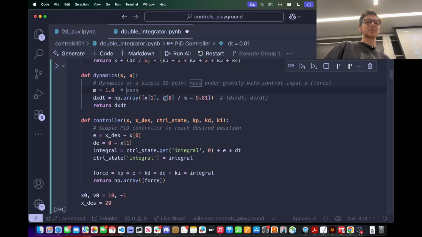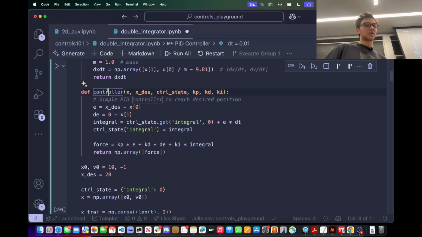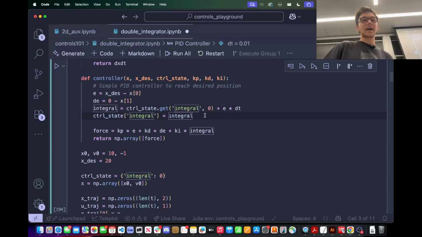And yeah, we just have simple dynamics here. So I have a controller here, which is a PID controller, and my error is the desired minus actual position. The error dot is, I just want this thing to come to rest at the desired position, so it's 0 minus the actual velocity of the point. And then I'm adding up the integral over time in the controller state. You can do this in a bunch of ways. And then the force is just computed as this PID controller output.